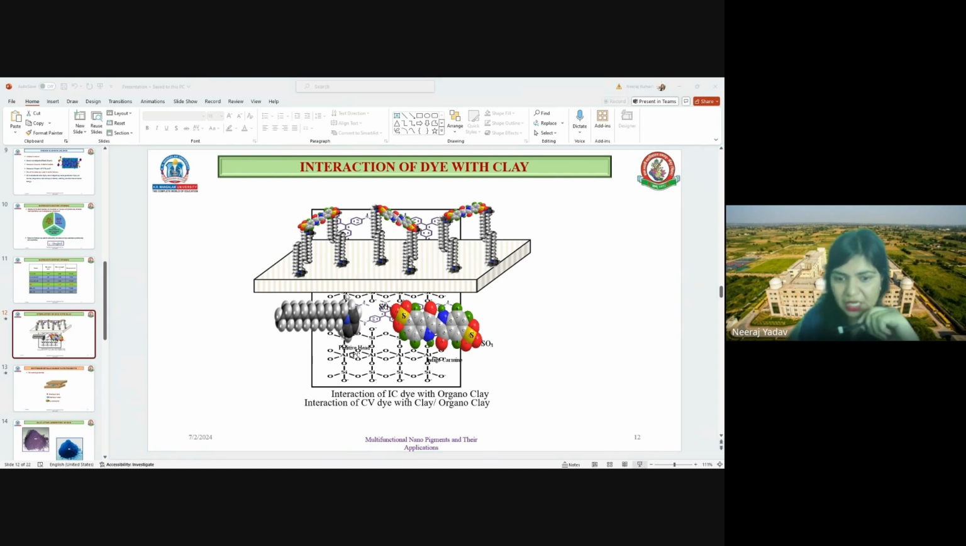So this is generally the interaction, because the crystal violet dye is cationic in nature, and this nitrogen group generally interacts with the oxygen group of the silicate. So this is in case of the crystal violet dye. And if I discuss the indigo carmine dye, then the sulfonic group of the indigo carmine dye generally interacts with the nitrogen group of that CPC. So because of the electrostatic interaction, it becomes possible.